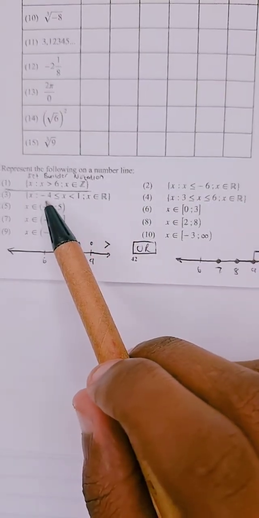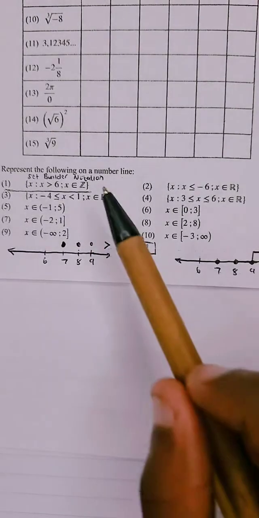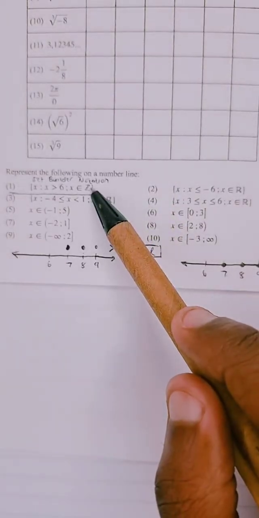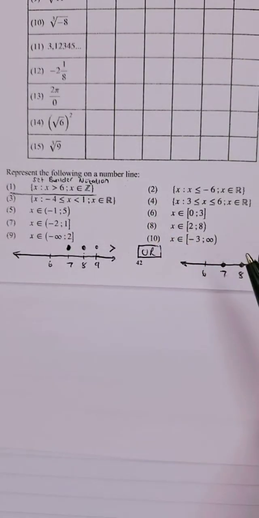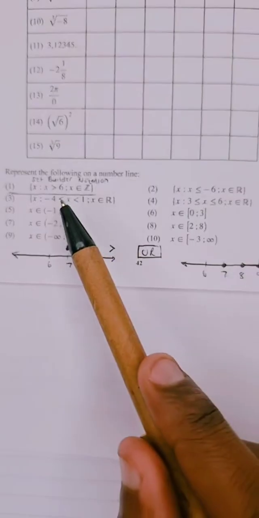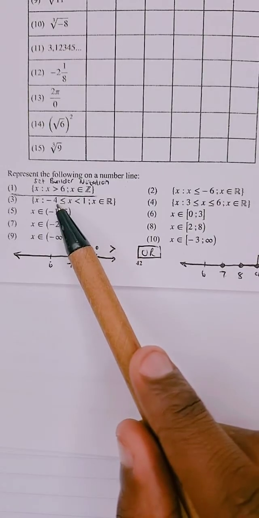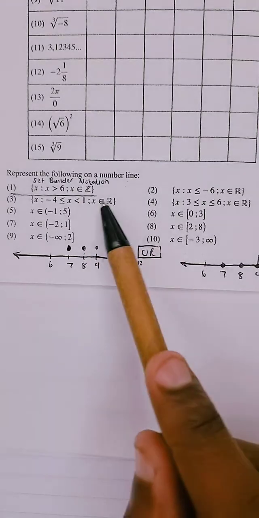X such that x is greater than or equal to negative 4, but less than 1, where x is an element of real numbers. Now remember, integers are basically just the negative and positive whole numbers. They increase and decrease by 1. Real numbers, on the other hand, include all the numbers in the number system. But specifically here, our restriction is saying we're looking at numbers between negative 4, where negative 4 is included, to positive 1, where 1 is not included. But this is for real numbers.